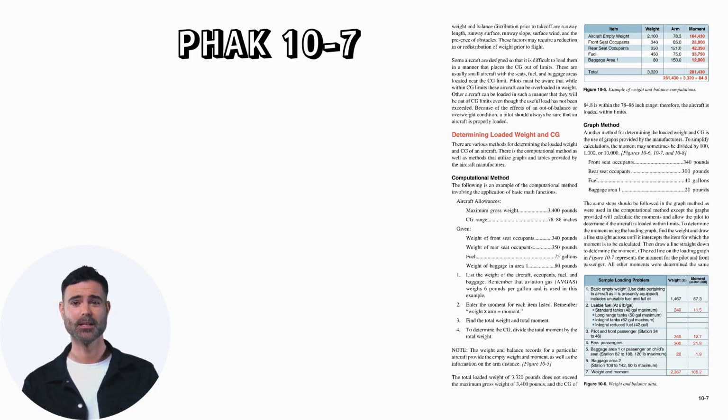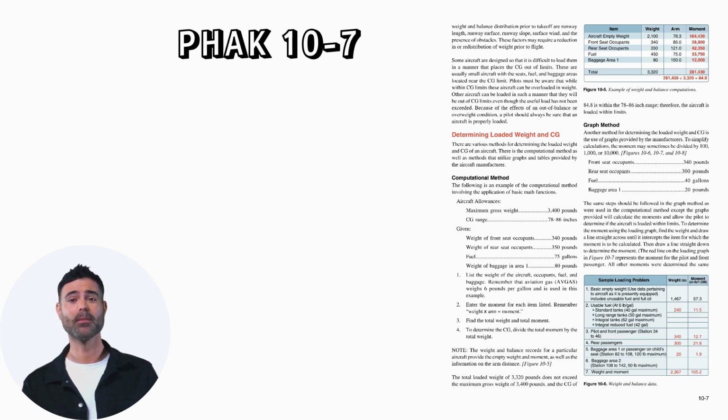Aircraft allowances. Maximum gross weight 3,400 pounds. CG range 78 to 86 inches. Given: weight of front seat occupants 340 pounds. Weight of rear seat occupants 350 pounds. Fuel 75 gallons. Weight of baggage in Area 1, 80 pounds.